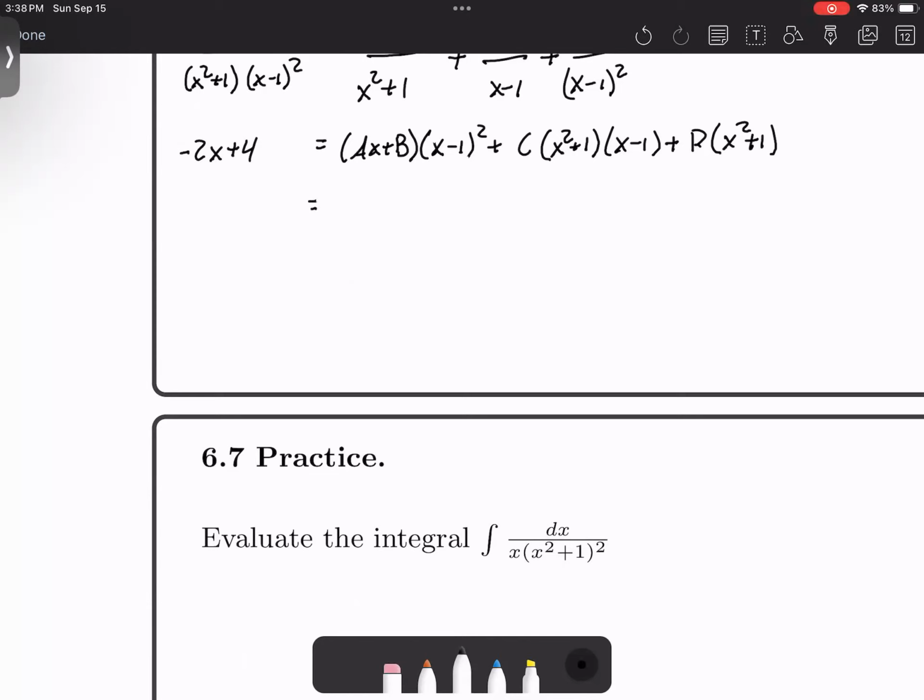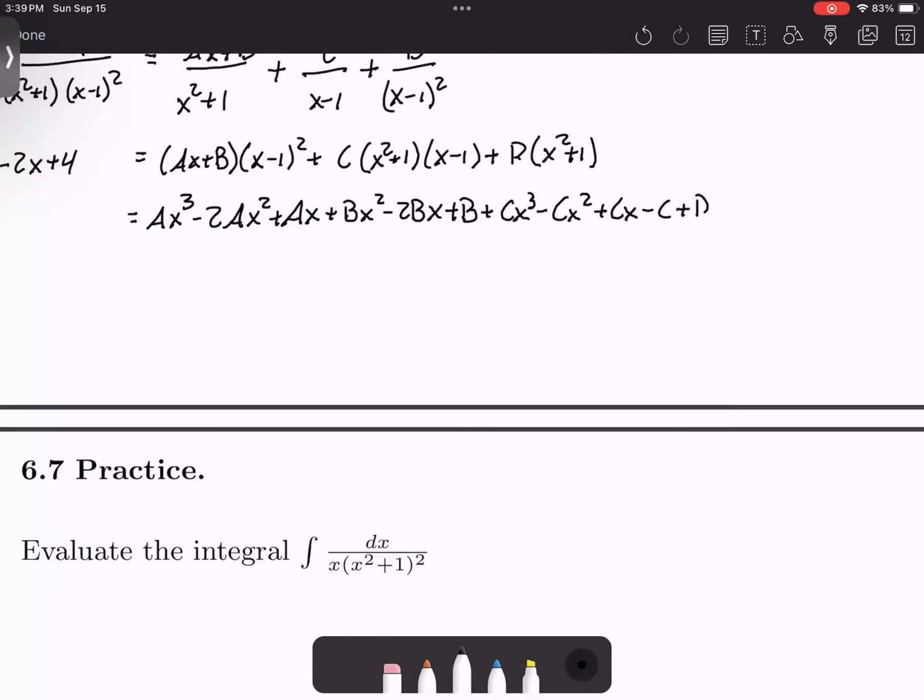After we multiply everything through, you should end up with ax cubed minus 2ax squared plus ax, plus bx squared minus 2bx plus b, plus cx cubed minus cx squared plus cx minus c, plus dx squared plus d.